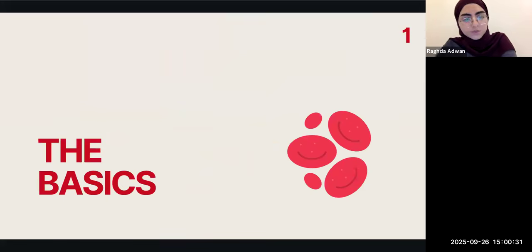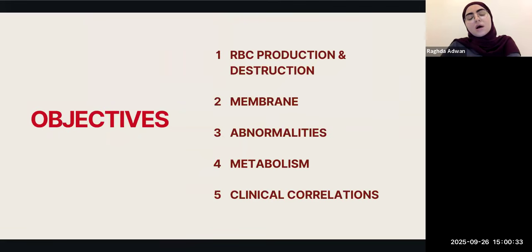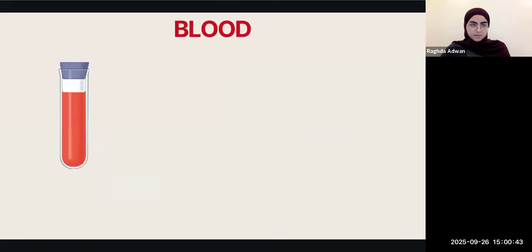Now, to start with erythrocytes, I'll be covering the production and destruction of red blood cells, their membrane, the abnormalities that can happen, their metabolism, and how this can manifest clinically. So let's get to the basics.